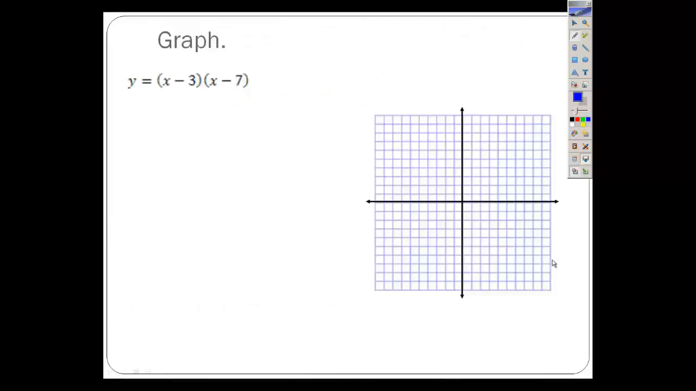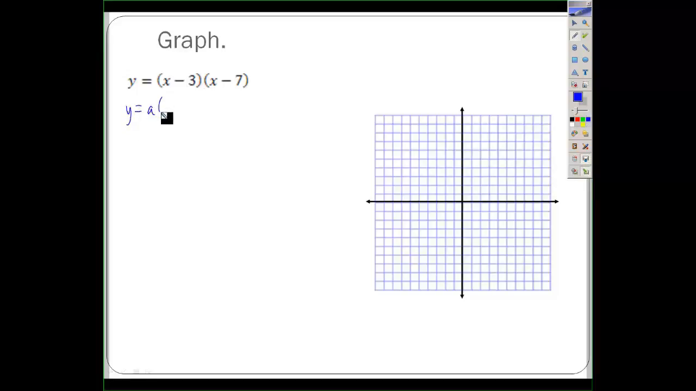So this is one of my favorite ways to graph parabolas or quadratics. What I'm going to do is this. My given was y equals a times x minus p times x minus q, and really the p and q don't mean anything. They just represent numbers. In this case, p and q are 3 and 7. The x-coordinate of the vertex, I'm getting ahead of myself. p and q, this guy and this guy right here.